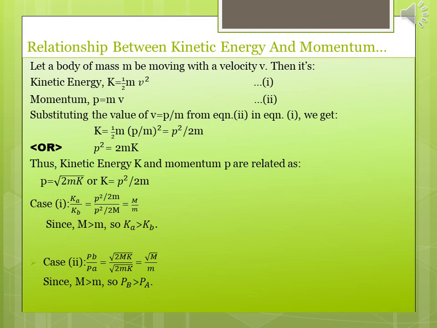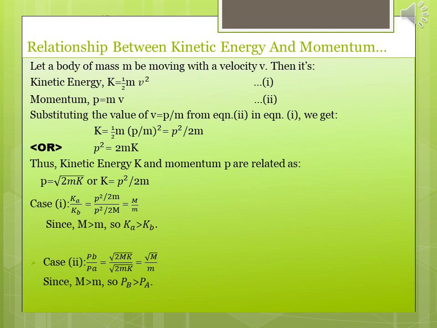The next topic that we are going to discuss is the relationship between kinetic energy and momentum. So kids, if you remember, linear momentum is given by the product of mass and velocity of a body. Let's assume that m is the mass of the body and v is the velocity. Then kinetic energy will be given by half mv square and momentum will be given by m into v.